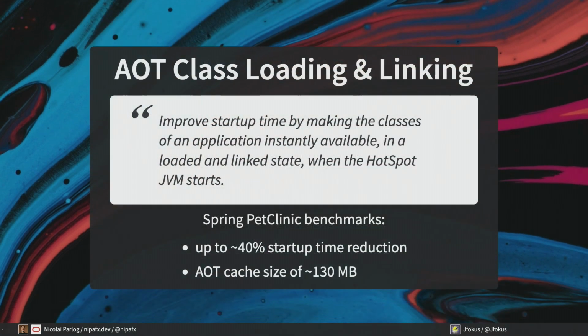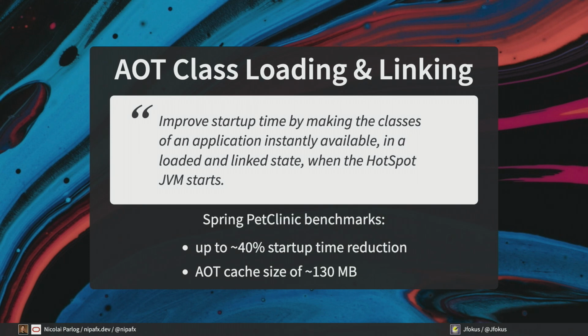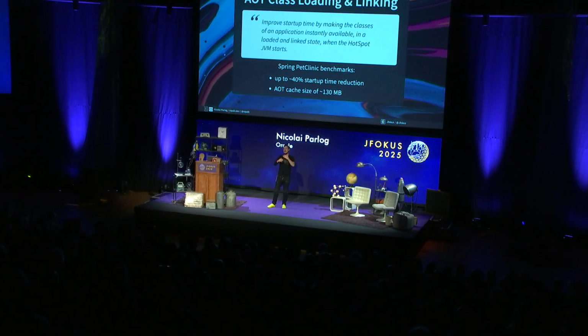And so the first thing that Leiden puts into this training and caching process is class loading and linking. So the goal here is to improve startup time by making the classes of an application instantly available in a loaded and linked state when the HotSpot JVM starts. So that's the thing that's already working in 24. And then, on the list that I showed earlier, AOT, all the things, there are plans to go further into this list and do further things in the future, but that is already available in 24.